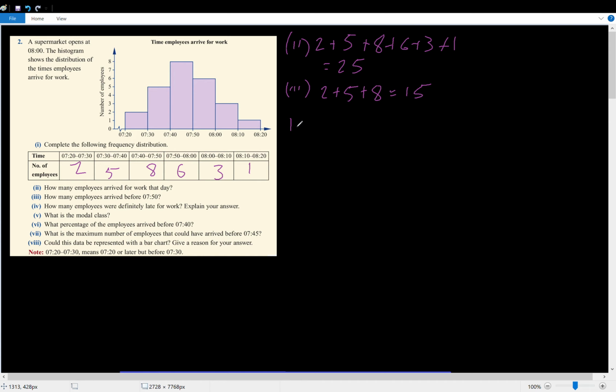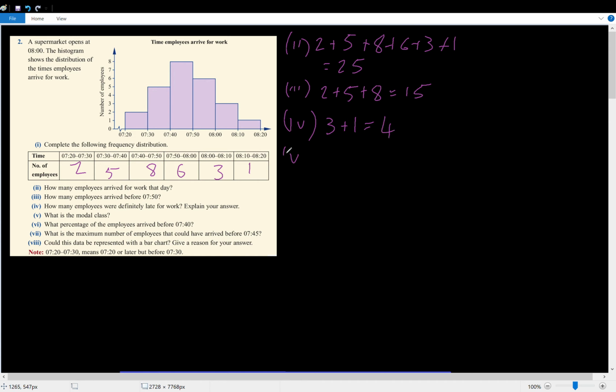Now for part 4, we're asked how many employees were definitely late for work. Well, if the supermarket opens at 8, and we have to assume that everybody has to show up for work before the supermarket opens, then any of the rectangles here that show up after 0800 are going to be late for work. So there's 3 people that showed up between 8 and 8:10, and 1 that showed up between 8:10 and 8:20. So 3 plus 1, which means you get 4 people late for work this day.